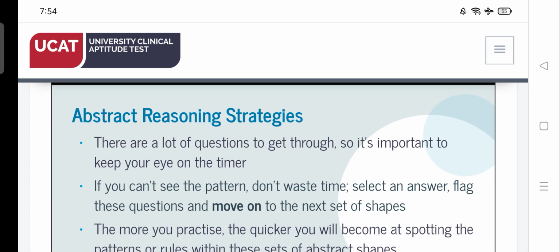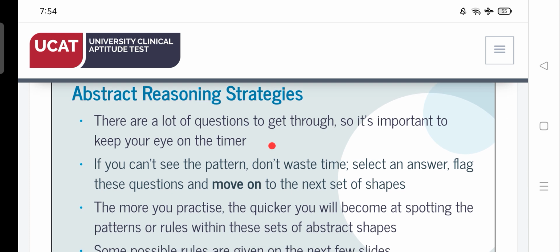Abstract reasoning strategies. There are a load of questions to get through, so it's important to keep your eye on the timer, because there are more questions than the time. If you can't see the pattern, don't waste time. Select an answer, flag these questions, and move on to the next set of shapes. It means if you don't understand how to solve it, then don't waste your time. Just select an answer, flag it for review, and move on to the next set of shapes. So it will not consume or waste your time.